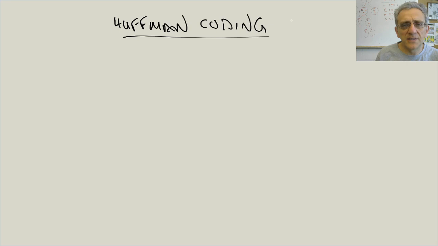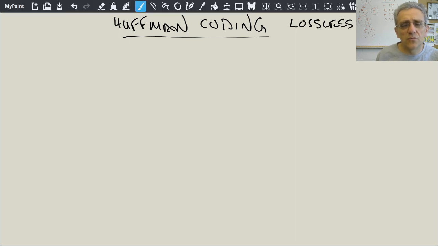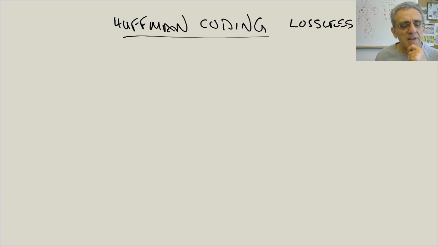Okay, welcome back. Today we're going to learn about Huffman coding. So Huffman coding is an algorithm for lossless compression. And it's actually a really cool assignment which incorporates linked lists and binary trees.